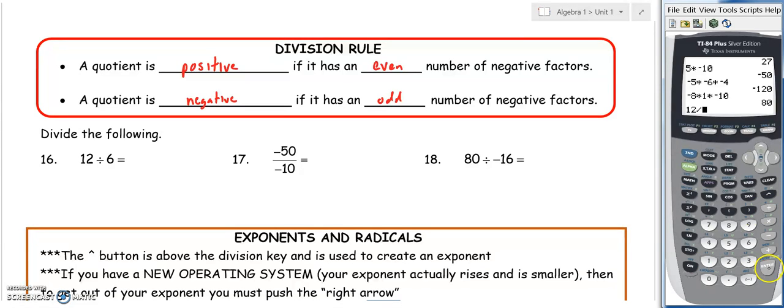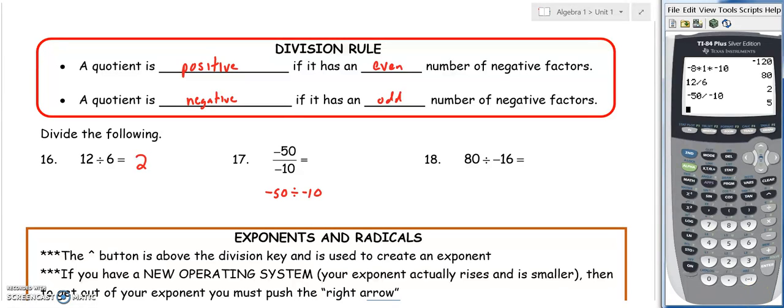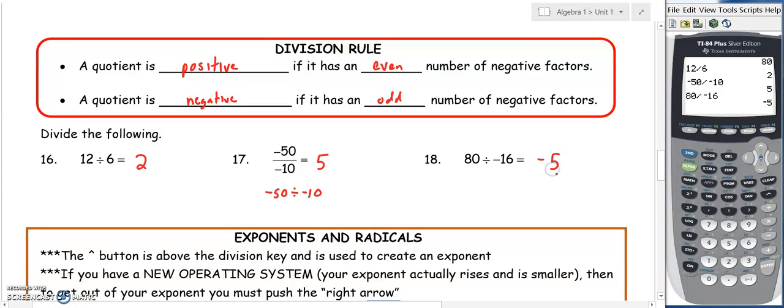12 divided by 6, both numbers are positive, so we're going to get a positive back out. 17, when it's written as a fraction, remember this still means division, so this still really means -50 divided by -10. There are two negatives, so our quotient should be positive, and we get +5. The last one, we have 80 divided by -16. We only have one negative number, so our quotient is going to be negative.